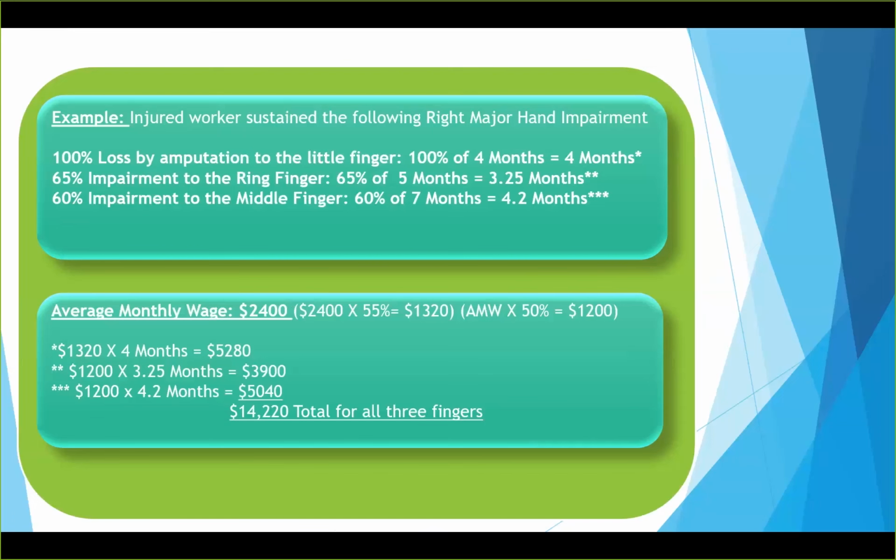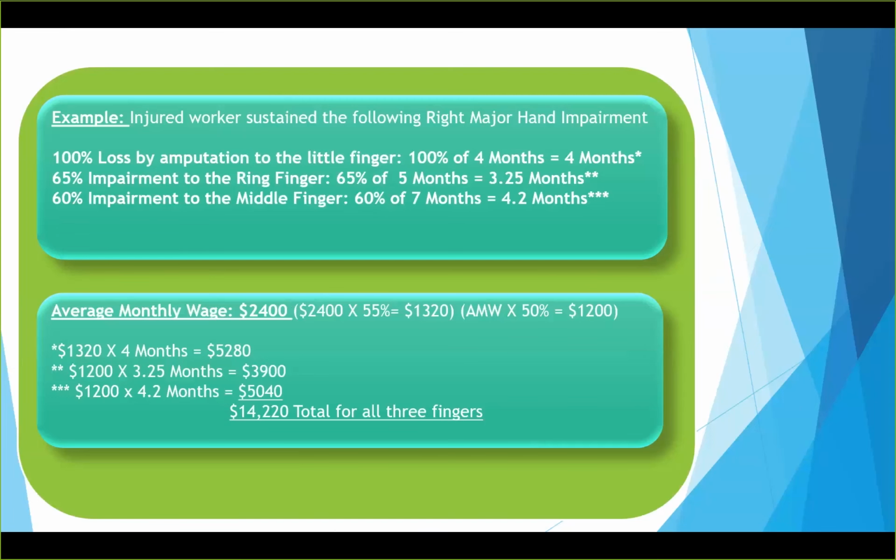You're going to multiply that to get 3.25 months of entitlement. We're going to use the 50% of the average monthly wage in this case because there was no amputation, and that's going to equal an award of $3,900. And for the last finger, the middle finger, 7 months of entitlement at 60% is 4.2 months, which is equal to $5,040 total award.